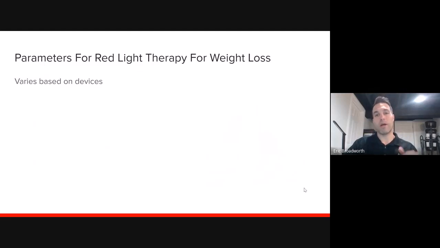So going back to that biphasic curve, if you do too little, you're not going to get an effect. If you do too much, you're not going to get an effect. So you really want to check with the manufacturer of your device on what they are recommending as well, and then look into the research too.